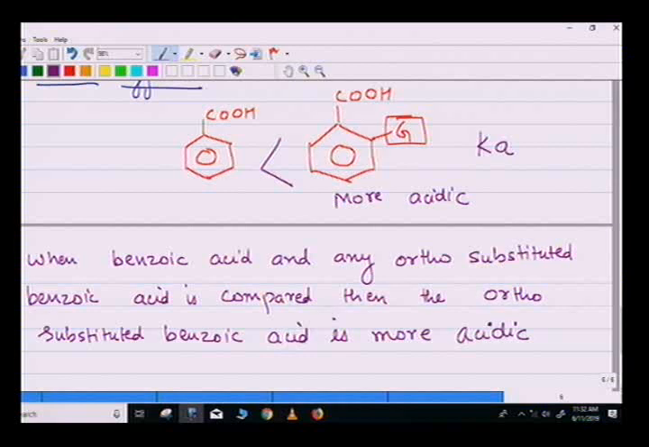Written, everyone? I will tell you the reason also, that why this is happening. You can write it as the exception, or this is actually known as the ortho effect, okay. Clear? Now let me tell you the reason. I hope everybody has written it.